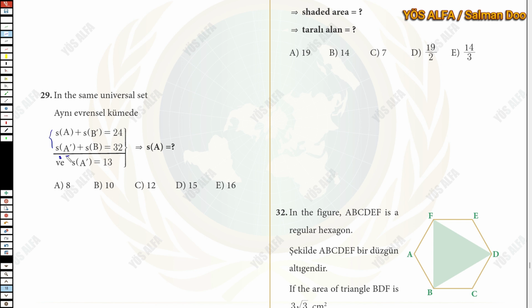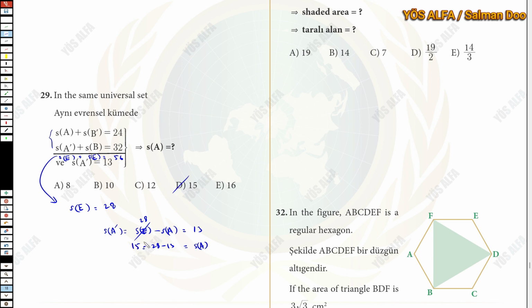So let's say the universal set is E, the number of elements of the universal set is SE, plus the same situation here. The number of elements of set B plus the number of elements without set B makes a universal set. So we have two universal sets, and the summation over here is 56. From this expression, we have SE equal to 56 over 2, which is 28. And SA prime is given. SA prime is SE minus SA, which is given to be 13. We know SE is 28, so SA is 28 minus 13, which is 15.